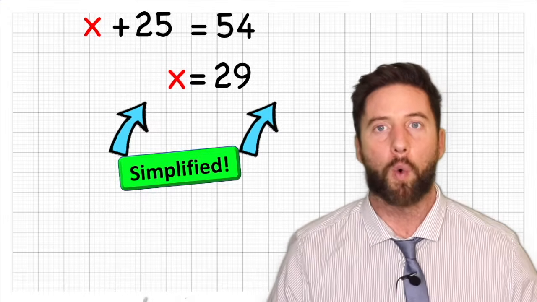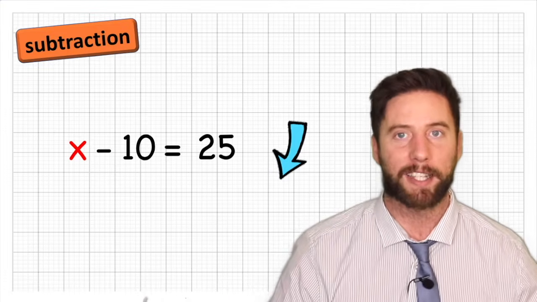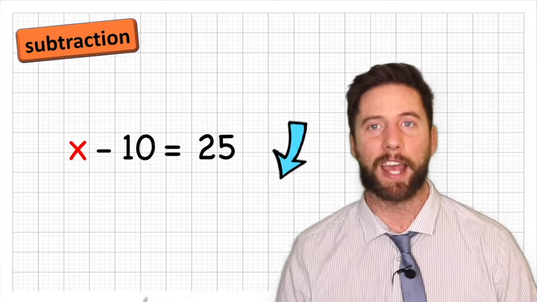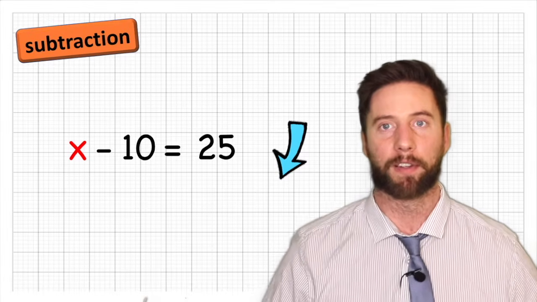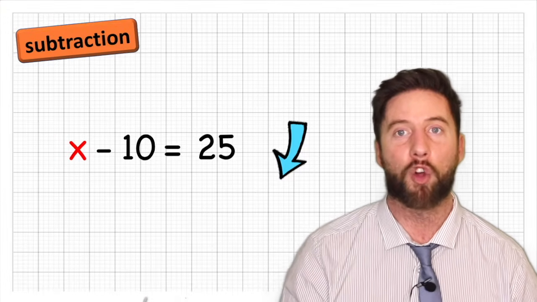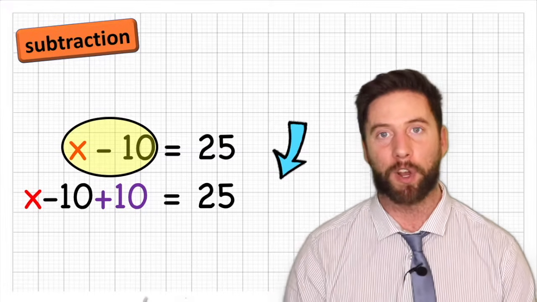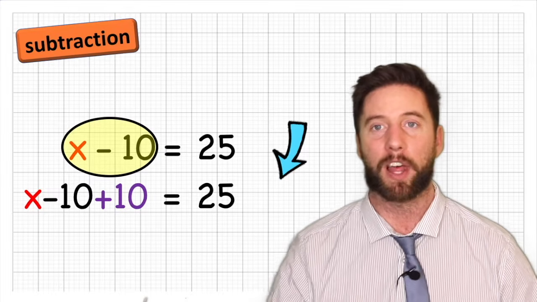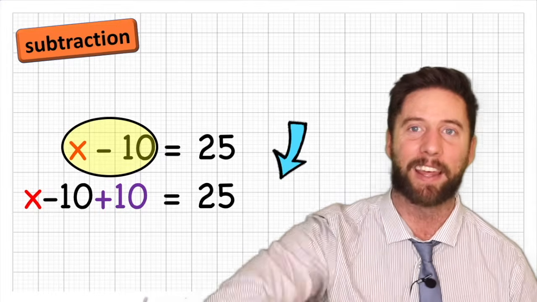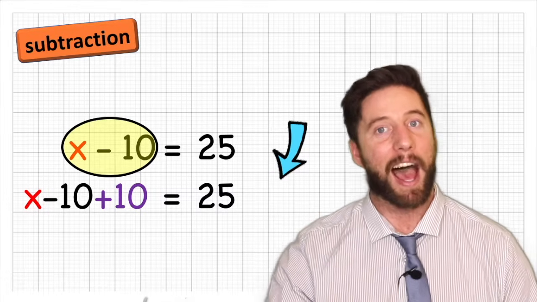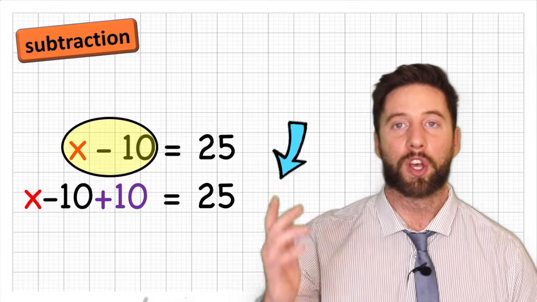Okay, so what about when something is being subtracted from our x? For example, x subtract 10 equals 25. So in this case, the x is not alone because the 10 is being subtracted from it. If we want to get rid of that 10, guess what we need to do? That's right, we need to add a 10. So our new line reads x subtract 10 add 10 equals 25.